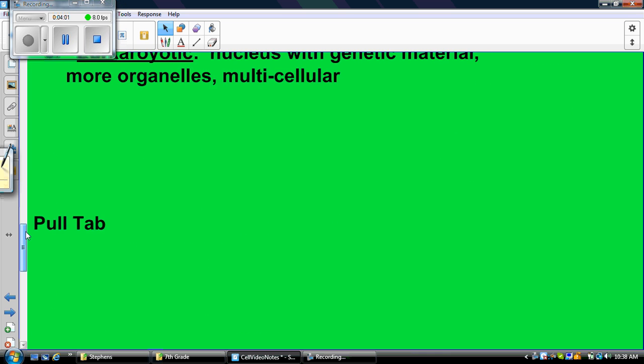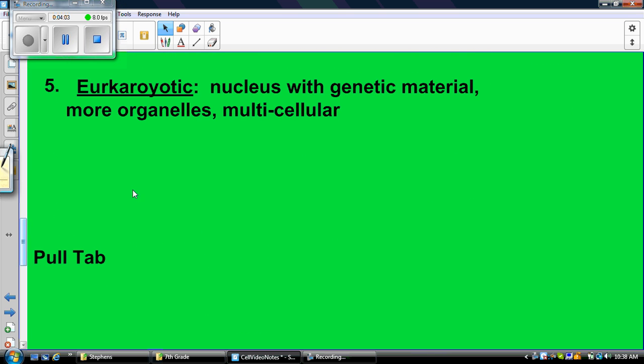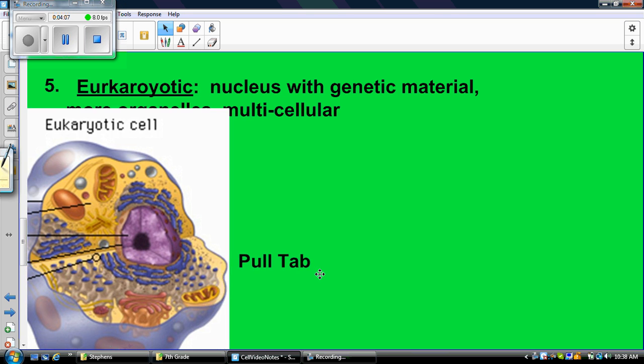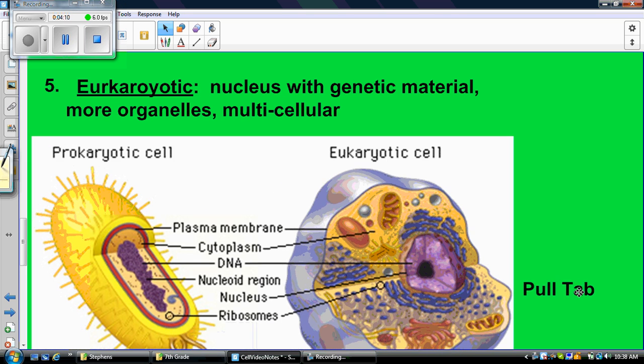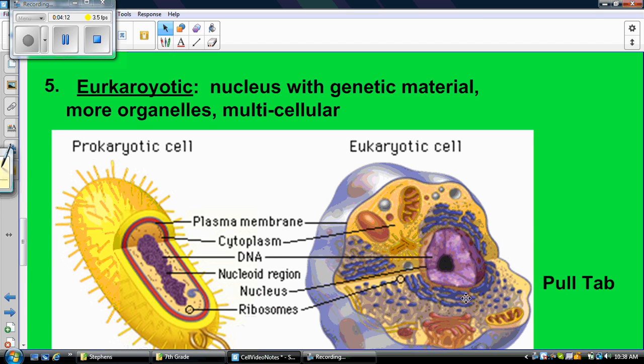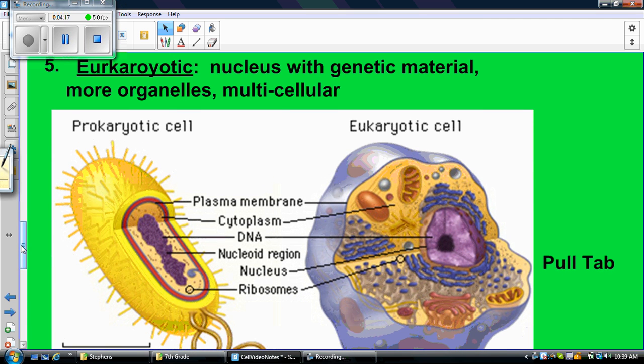Most living things are going to be eukaryotic cells. These are cells that have a nucleus. They have genetic material inside the nucleus. They have more parts to it, or more organelles, and eukaryotic organisms are made up of many cells. So if you take a look at the picture below, on your left-hand side is a prokaryotic cell, on the right-hand side is a eukaryotic cell. So you can see right there, the eukaryotic cell has way more parts to it than a prokaryotic cell. They're showing you what's inside the cell.